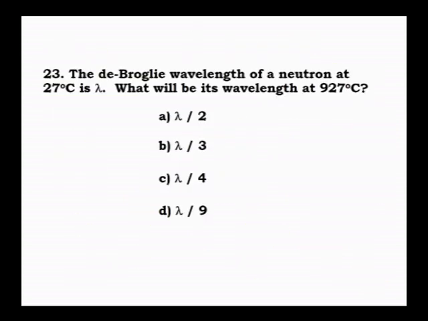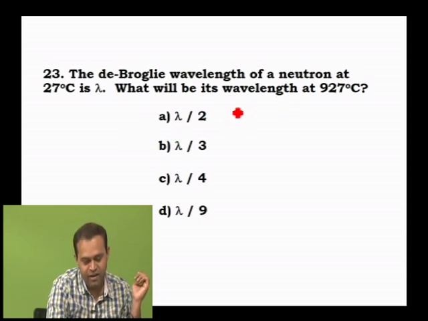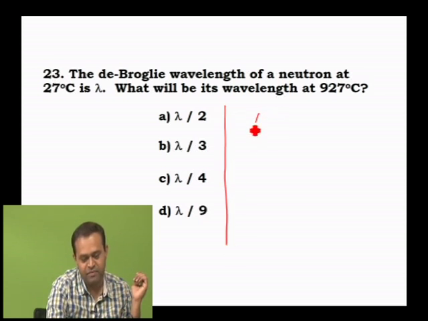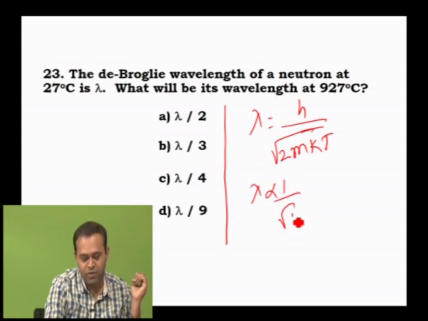Next one. De Broglie wavelength of neutron at 27 degrees is lambda. What will be the de Broglie wavelength at 927 degrees? I already told you the expression. Lambda is equal to h by root of 2mkT. This is the de Broglie wavelength of neutron, with absolute temperature T. How does lambda vary with T? Lambda is inversely proportional to root of T.